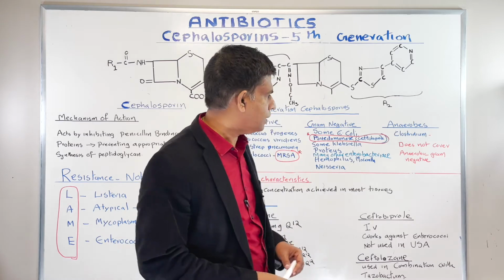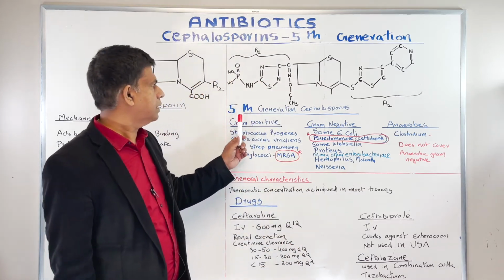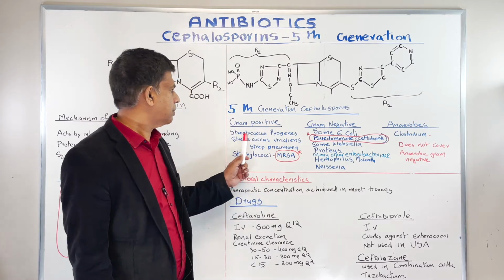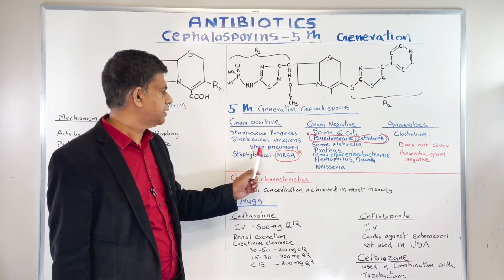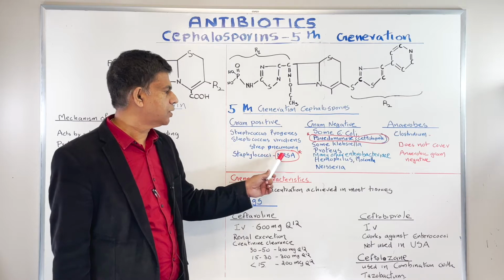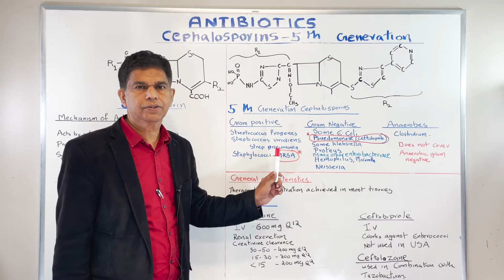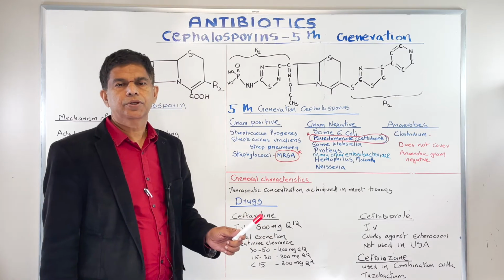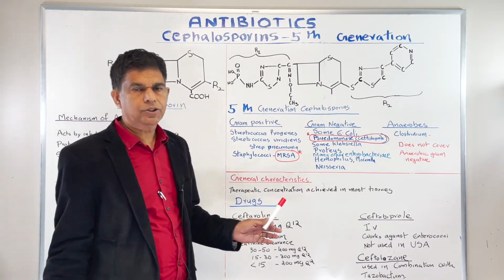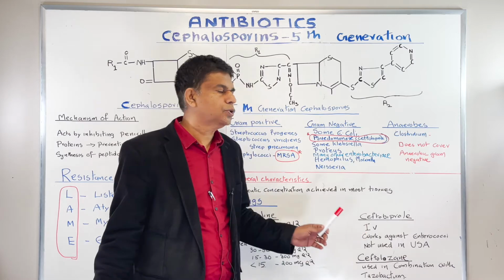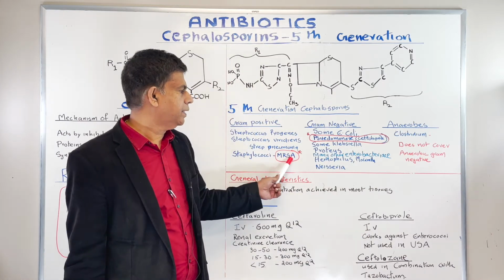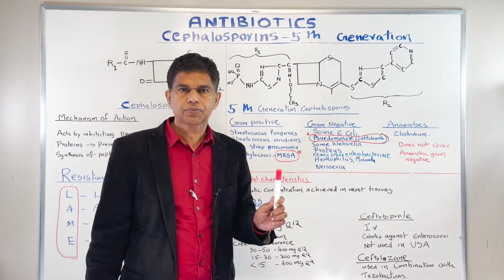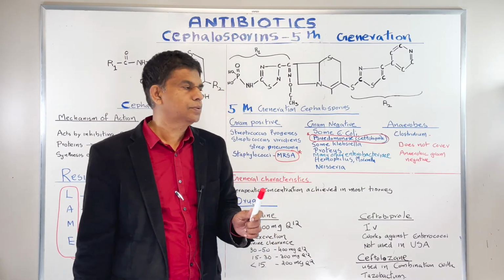Now, when you look at the gram-positive coverage, we have Streptococcus pyogenes, Streptococcus viridans, and Strep pneumoniae, and Staphylococcus, MRSA, methicillin-resistant Staph aureus, right? It's very common in the community. 50% of the people who have infections and all that can have MRSA. So it's very, very important for coverage, and this drug can be used against MRSA because it's one of the very resistant organisms to treat.